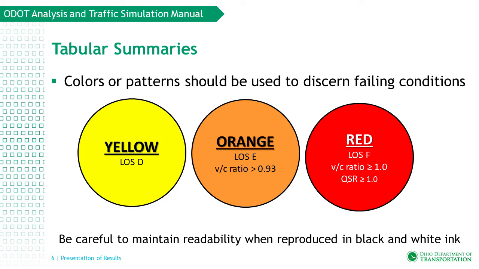At a minimum, the cells should be highlighted using the following color scheme: yellow for all movements or approaches operating at a level of service D; orange for all movements or approaches operating at level of service E, and for volume to capacity ratios greater than 0.93; and red for all movements or approaches operating at level of service F, for volume to capacity ratios greater than or equal to 1, and for queue storage ratios greater than or equal to 1.